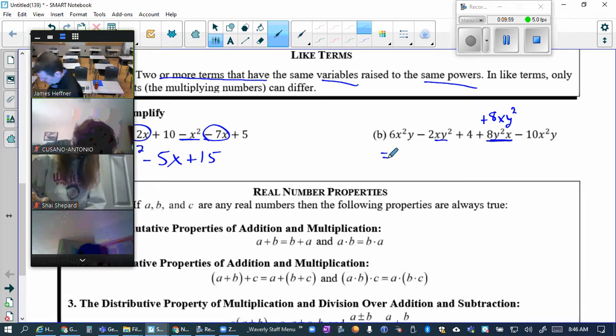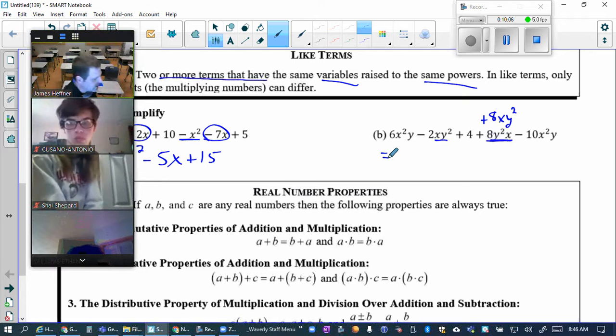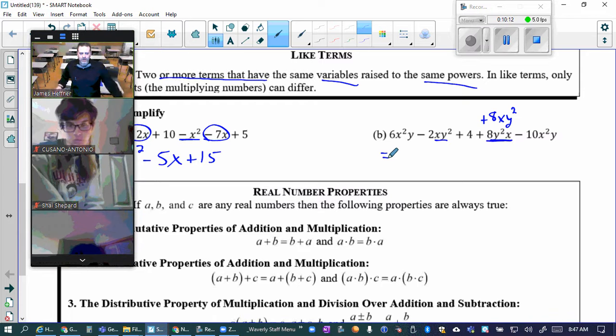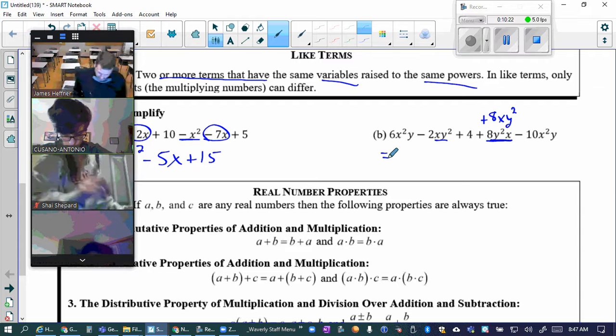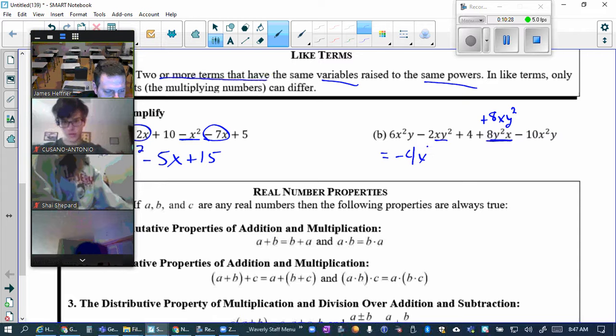And somebody tell me what you got. Don't be afraid to be wrong. Again, if you're wrong, we're just going to judge you harshly. No big deal. Don't be scared. Negative 4x squared y. Go ahead.